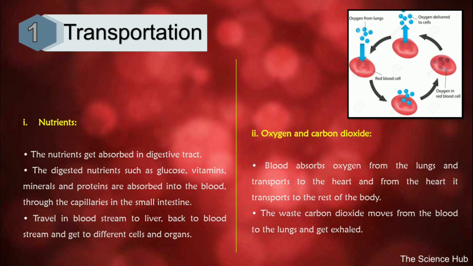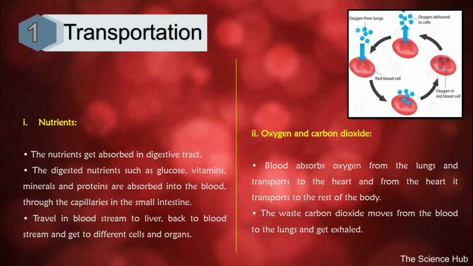Transportation. Blood is responsible for the transportation of nutrients, oxygen, carbon dioxide, hormones, and waste products. Nutrients. The digested nutrients get absorbed into the blood through the capillaries present in the small intestine. Nutrients in the bloodstream travel to the liver where they get processed, and then they get distributed to different cells and organs through the bloodstream.